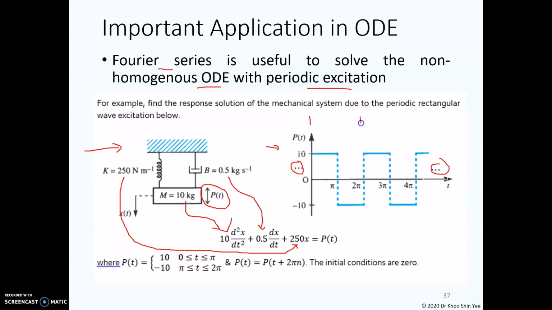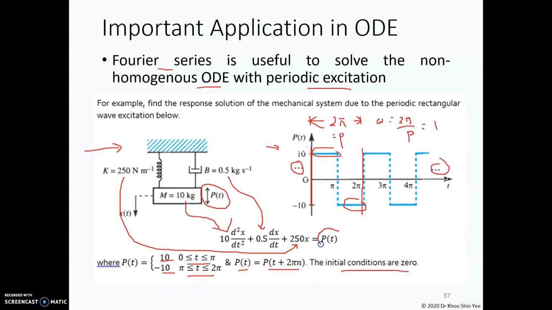The period is one cycle, which is equal to 2 pi. And you can get the angular frequency to be 2 pi divided by the p. Substitute p equal to 2 pi inside, you obtain 1. For one period, you see two functions: from 0 to pi, your force is 10. From pi to 2 pi, your force is negative 10. So the force is in periodic format with the period equal to 2 pi.